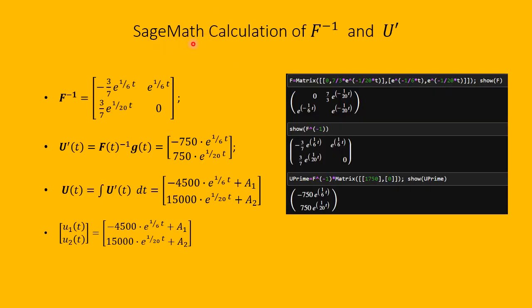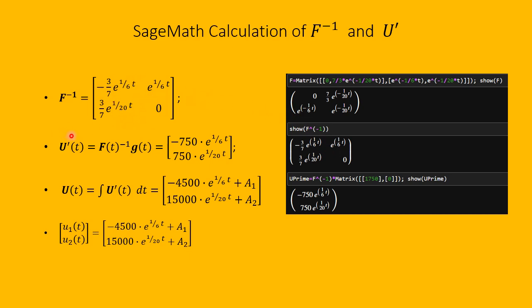Still going through our procedure for variation of parameters, we found the matrix F, and in SageMath over here we can type in what F is. F is the matrix with these columns, and here it is. To compute F inverse then, we can do show F raised to the minus 1 power, and it gives us this matrix. So F inverse is this.